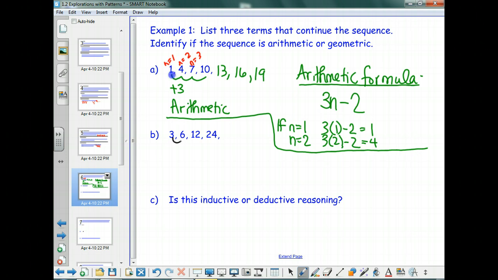It is multiply by 2. So is it arithmetic or geometric? This one would be geometric. Can you find me the next term? What do we get after 24? 48. And then 96, and then somebody said it. Yeah, it's 192.